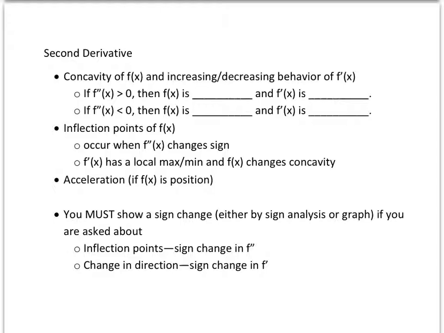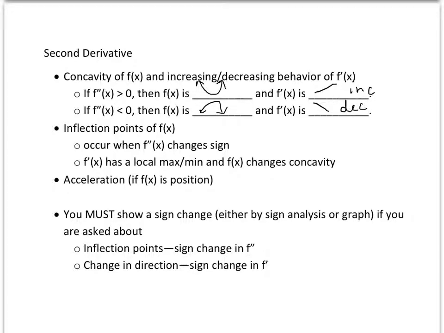The concavity of f of x and the increasing behavior of the first derivative are what the second derivative tells us about. So if the second derivative is positive, then that tells us that f of x is concave up, easier to draw it than to write it, and the first derivative is increasing. We have just the opposite information. If the second derivative is negative, then f is concave down, and the first derivative is decreasing.